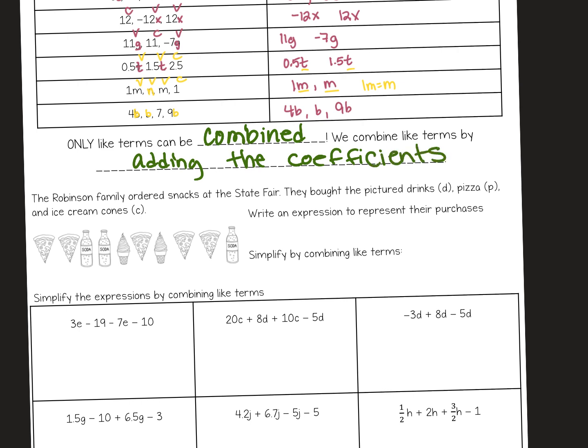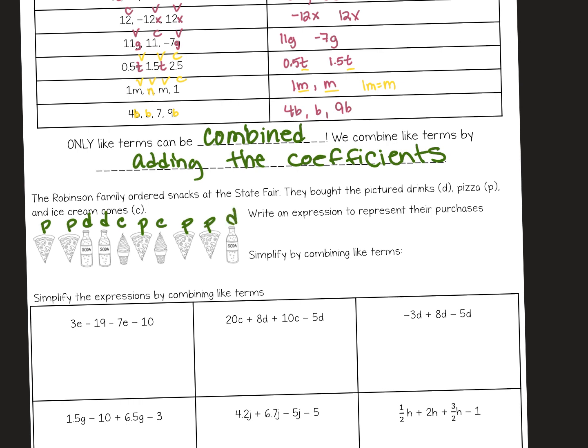Okay, so let's look at a little example here. Instead of using letters, we've used little icons to represent things. And so we're looking for like icons. They're the like variable. The variables are involved when the Robinson family orders snacks at the state fair and they buy drinks, pizza, and ice cream cones. So we have pizza, pizza, drink, drink, ice cream cone, pizza, cone, pizza, pizza, drink.